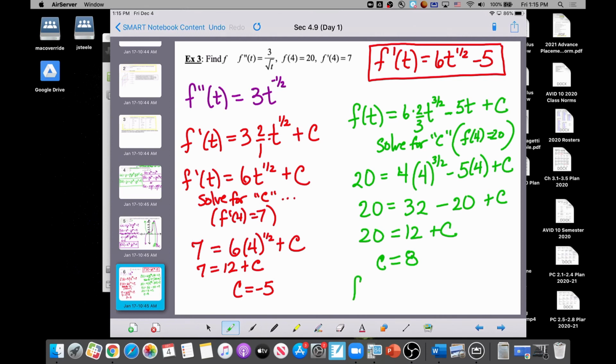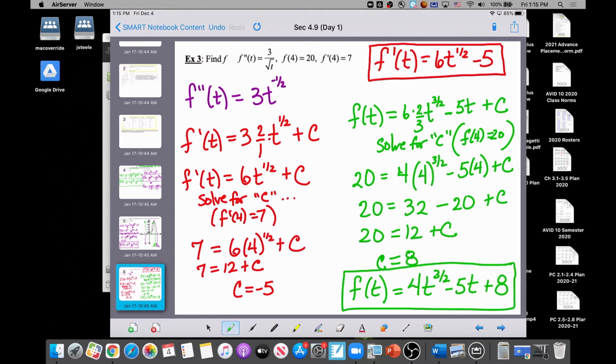So then my f of t is going to be equal to 4t to the 3/2 power minus 5t plus my constant term, which I just found to be 8. So there's an example where we found not one, but two antiderivatives given initial conditions that allowed us to find the plus c values.